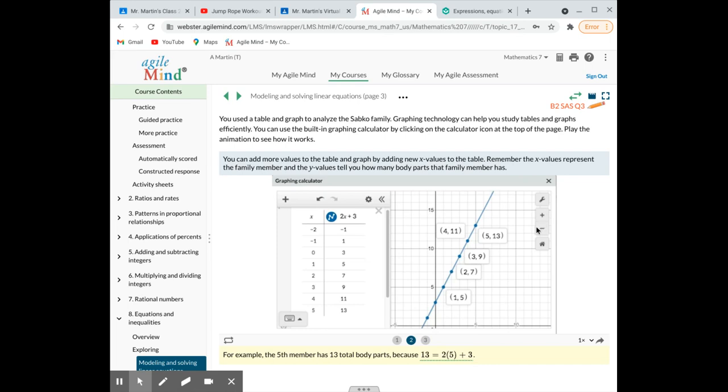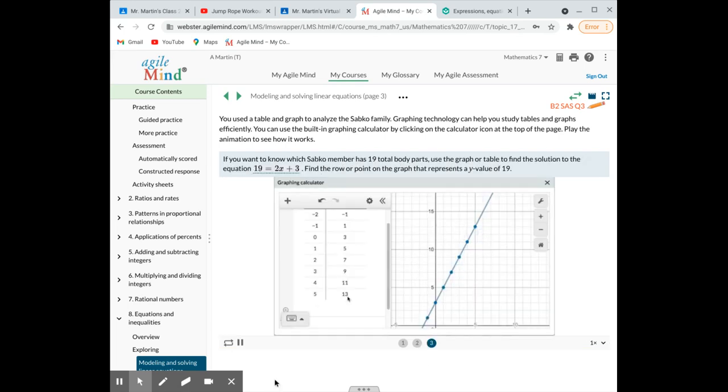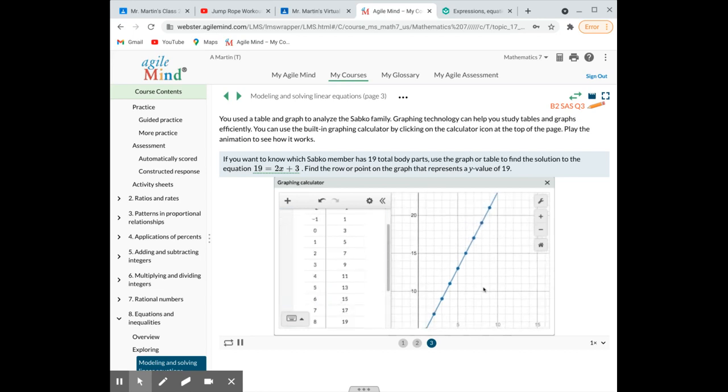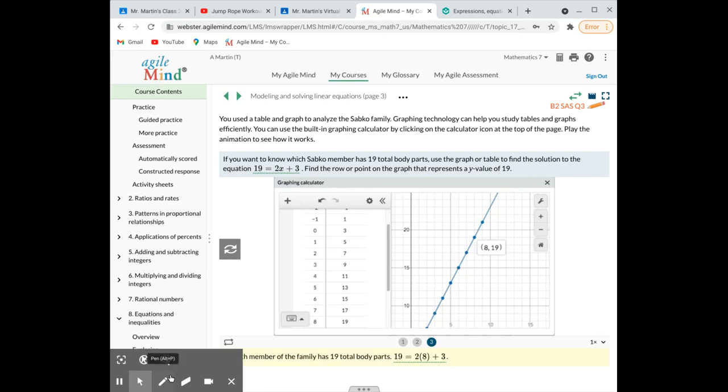Yeah. What's 19 minus 3? 16. What's 16 divided by 2? 8. Okay. Let's see if that's pretty close to what it might be. Did that end up being right? Yes. All right, so let's take a look at what we just did.